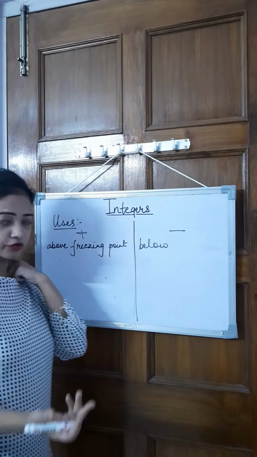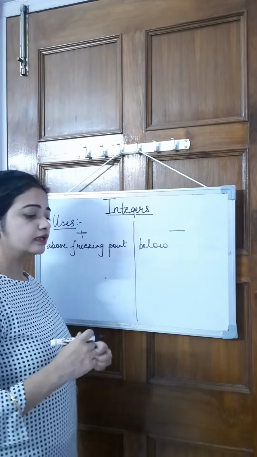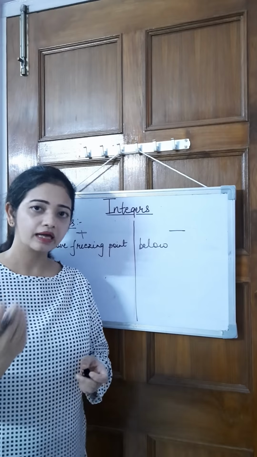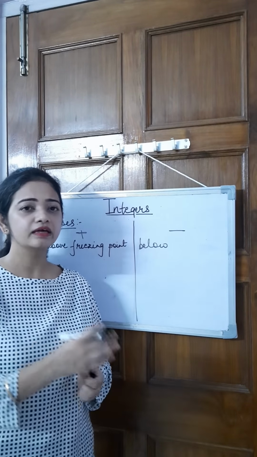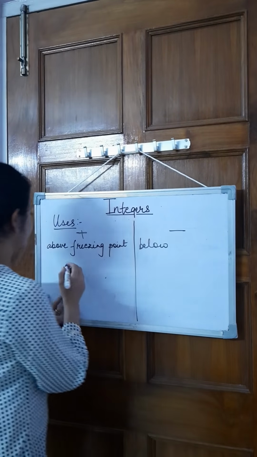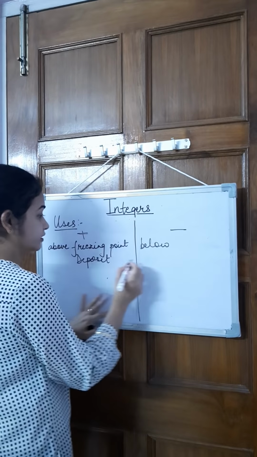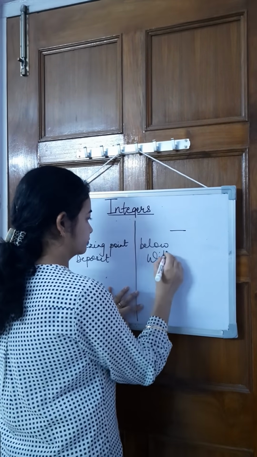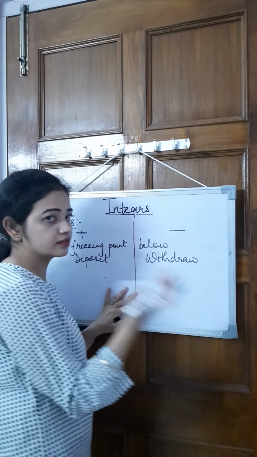Now take a few more examples. When we deposit money in an account, I am adding into it. When I am withdrawing money from it, I am subtracting from it. So when we deposit money, we add money. When we withdraw, then we subtract. When we take out something, we say it is subtracted.